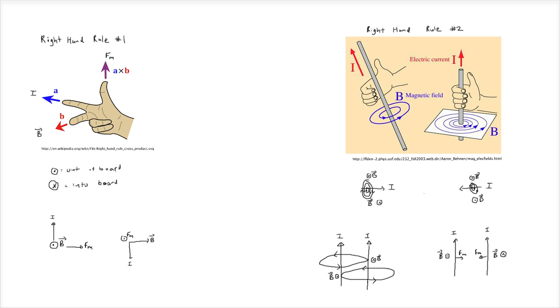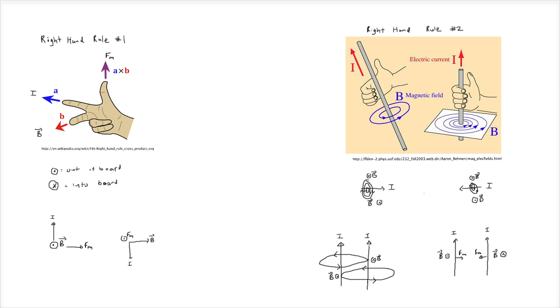Okay. The second right-hand rule, what I call the second right-hand rule, is to find the direction of the magnetic field. So remember that currents, or moving charges, produce magnetic fields. And then if you're a moving charge in a magnetic field, you feel the magnetic force, right? That's the first right-hand rule. Well, what if we want to find the direction of the magnetic field produced by a current? Well, use the second right-hand rule.